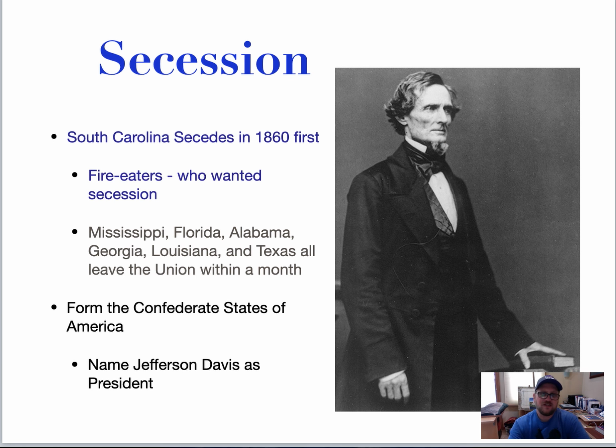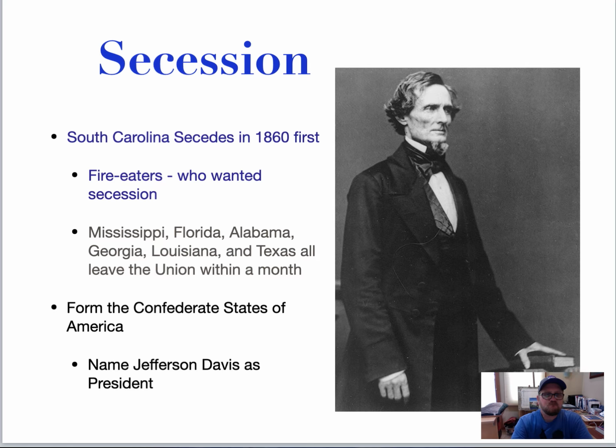Okay, so South Carolina secedes first. These are the fire eaters. The fire eaters are these very die-hard Southern Democrats who want secession. So that happens. Mississippi, Florida, Alabama, Georgia, Louisiana, Texas all leave the Union, form the Confederate States of America with Jefferson Davis, this man right here, as their president, with the initial capital being in Montgomery, Alabama. Eventually that capital will move to Virginia once Virginia joins the Confederacy.